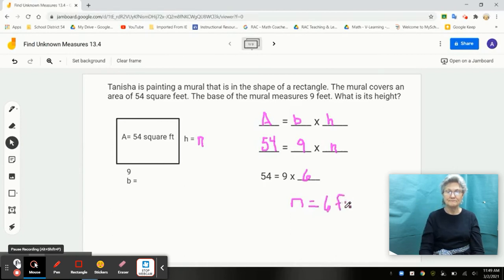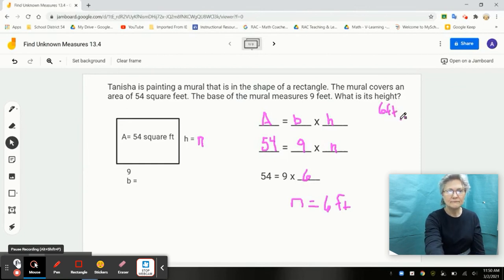All right, let's take a look back at our problem and see what our problem was asking us. What is the height? Do we know that? We do. And what is it again? That's right, it is 6 feet. Perfect.